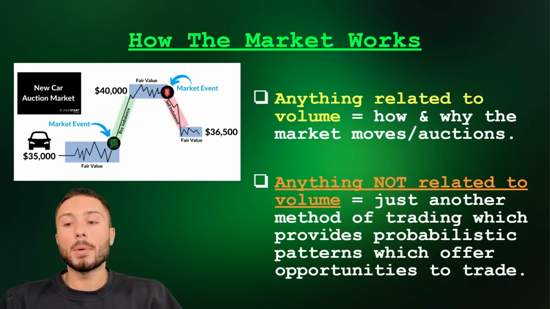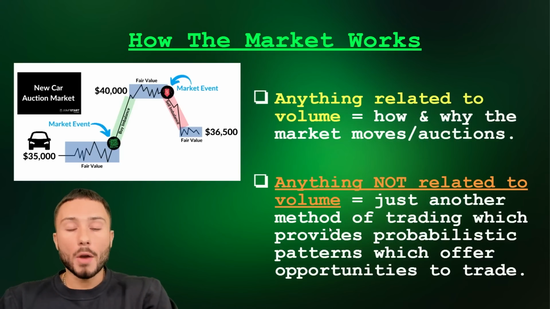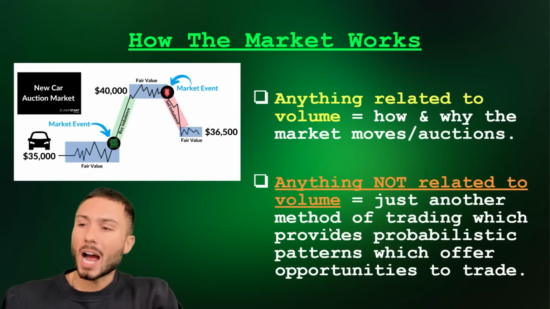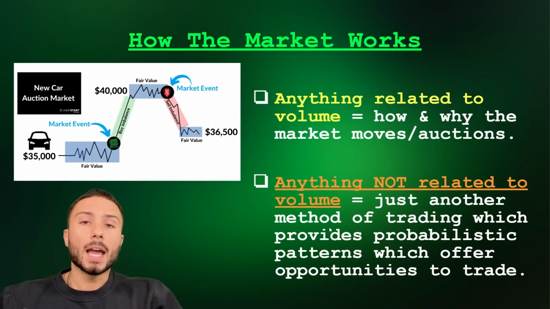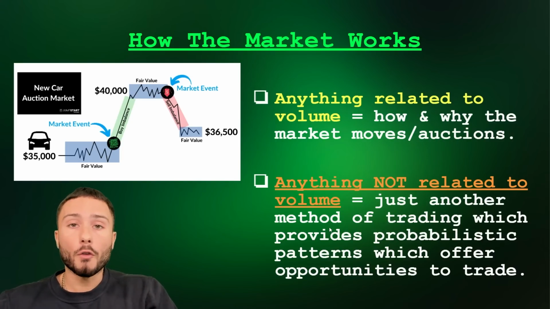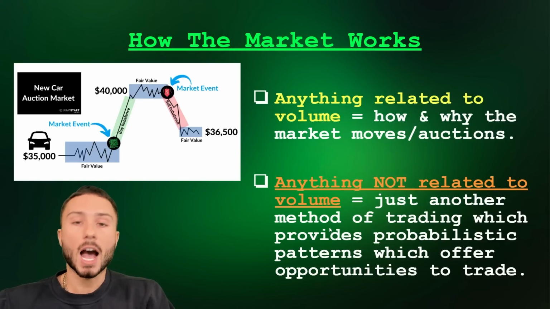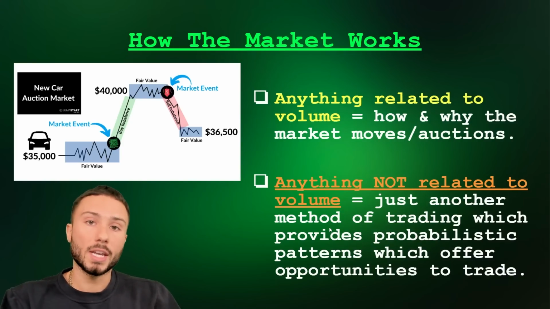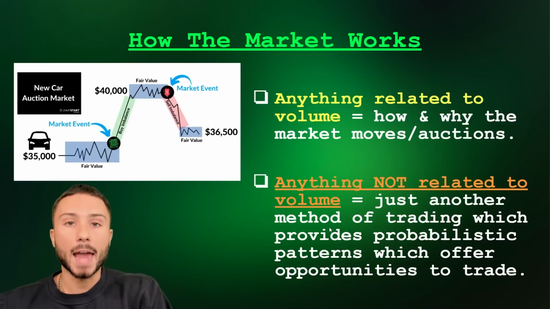Anything that's not related to volume is just another method or just another way of trading, which provides probabilistic patterns that offer opportunities to trade. So whether you use, let's just say, chart patterns or ICT or moving averages, they simply are methods of trading which offer probabilities, where the probabilities are providing opportunities for you to trade on the correct side of the market. However, if you deal with a trading strategy that relates to reading the volume, this is going to provide the truest form of market mechanics of an auction.